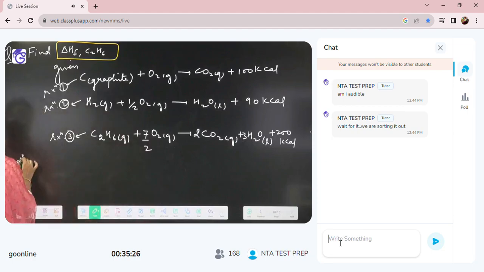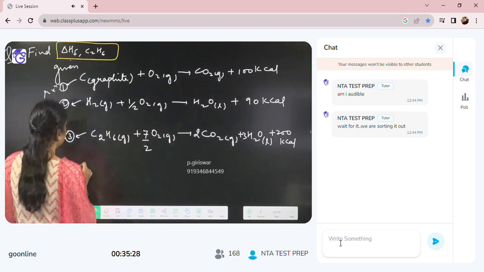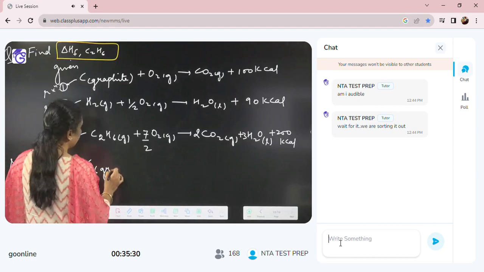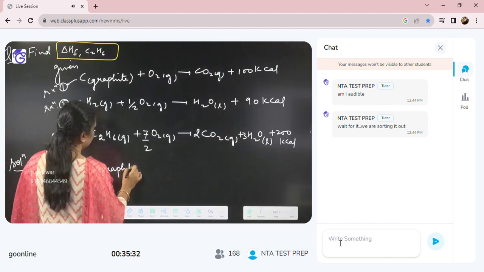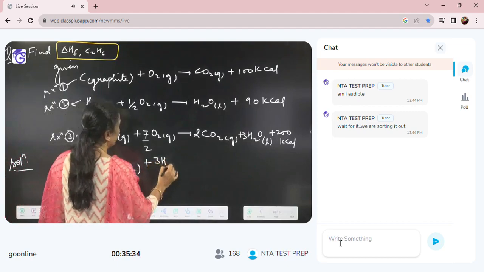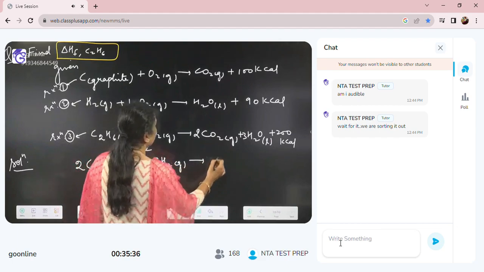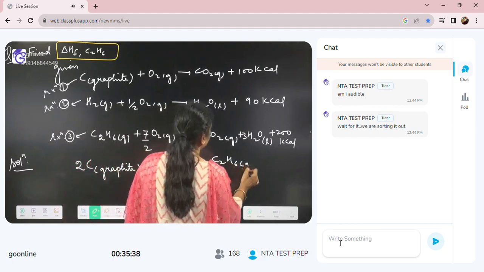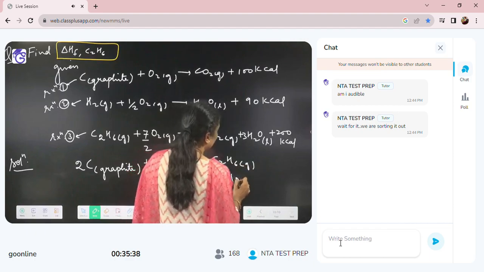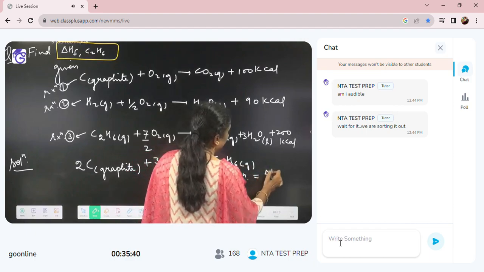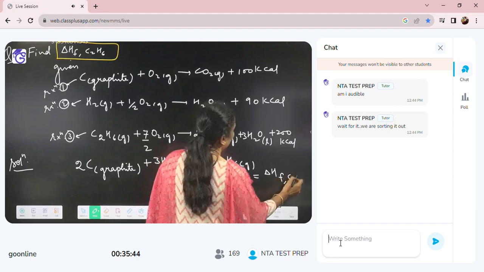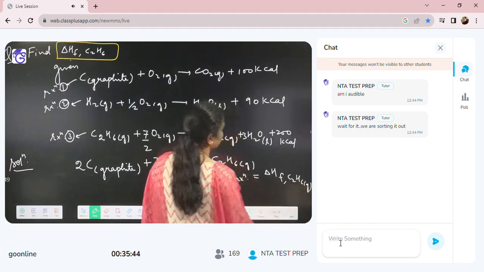I am not solving it, I am simply writing the target equation. Twice of carbon in the graphite form plus 3H2 in the gaseous form, then you will be writing C2H6 in the gaseous form. For this reaction, you have to find out the enthalpy change, and this is the enthalpy of formation of C2H6 gas.